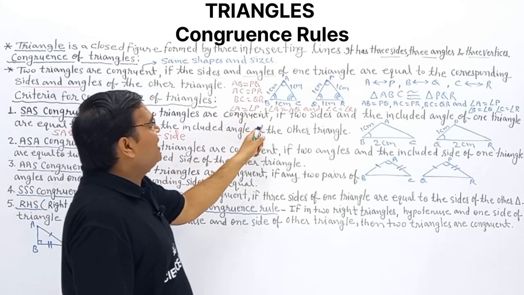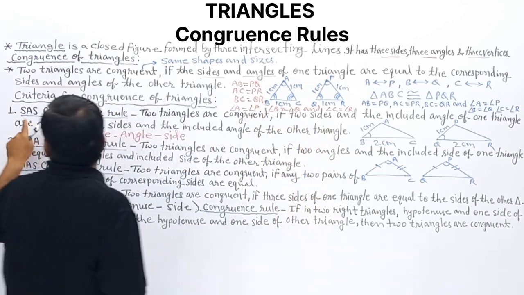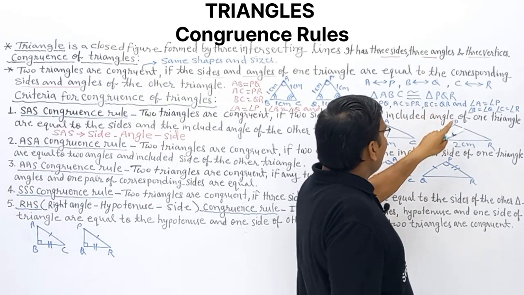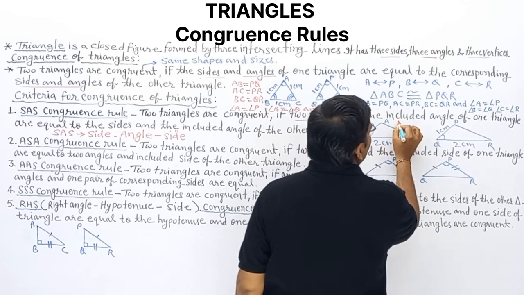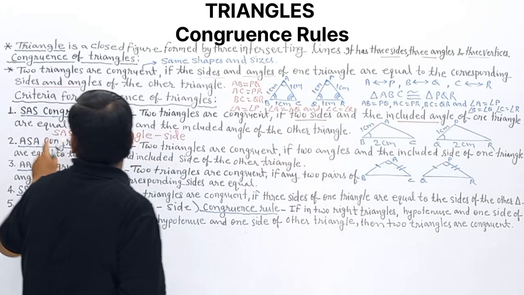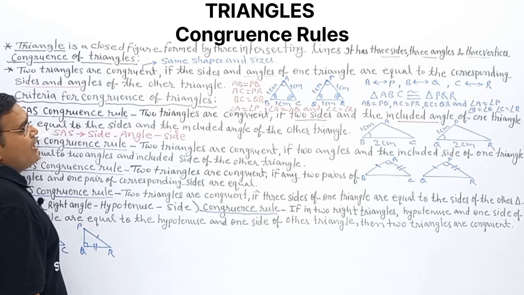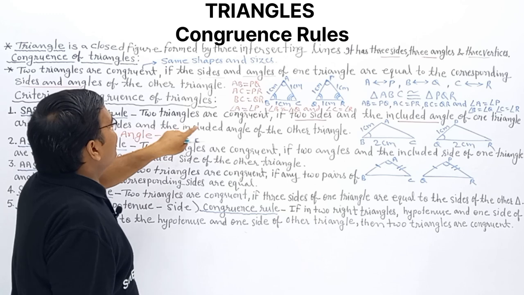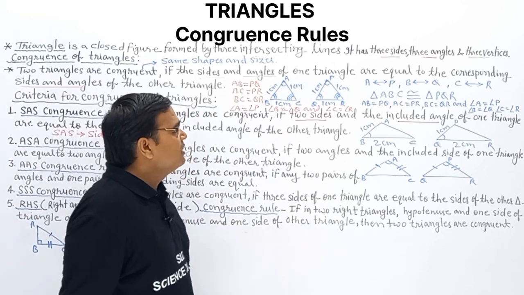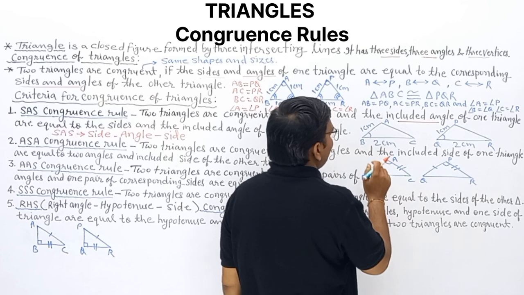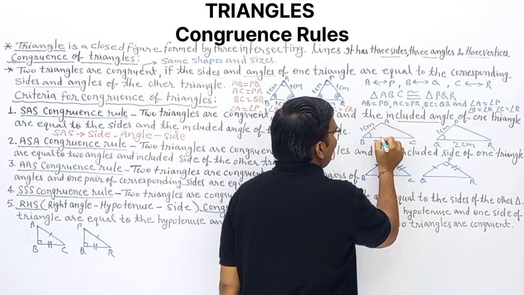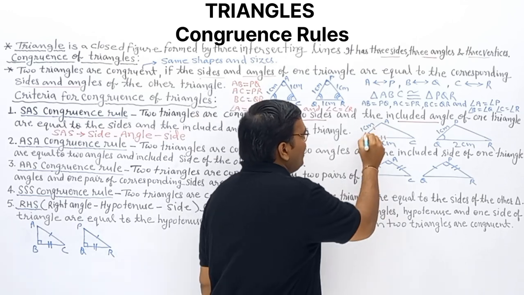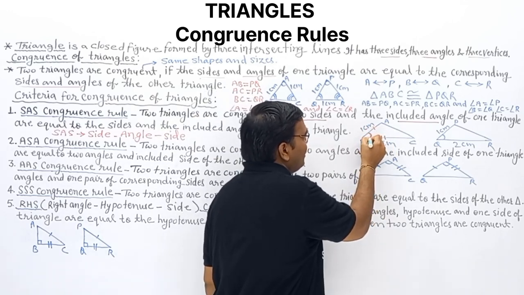Two triangles are congruent if two sides and the included angle of one triangle are equal to two sides and the included angle of the other triangle. Observe, these two triangles will be congruent if two sides, this side and this side, and the included angle, in between both we are having this angle, the included angle.